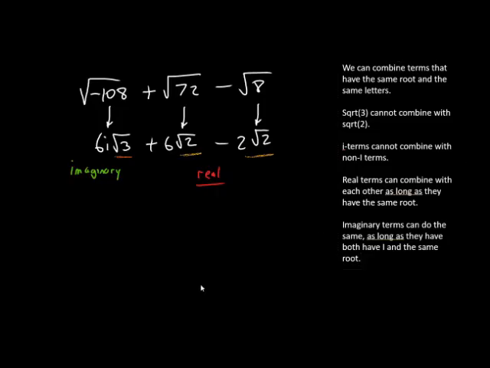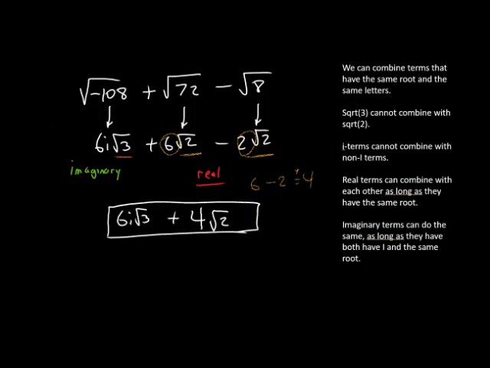For that reason, we can combine the real terms together because they both have square root 2. We have 6 and negative 2, and 6 minus 2 gives us positive 4. Therefore, we'll combine the real terms together and get 4 root 2. The imaginary term stays the same because we have nothing to combine it with, and we'll have 6i root 3 for that. This will be the simplified form of the expression we started with. We have simplified the square roots and combined them, and found which terms contain i and which don't.